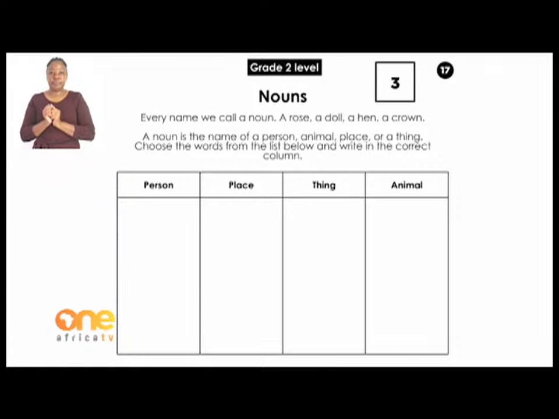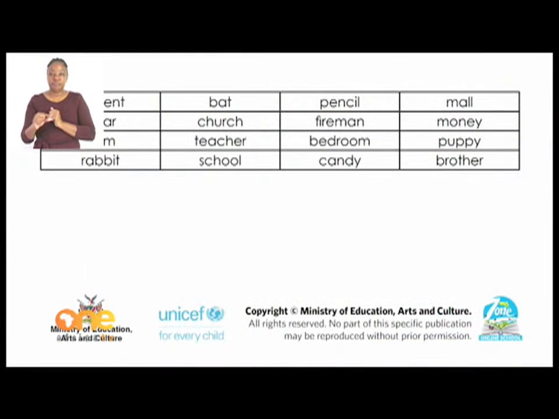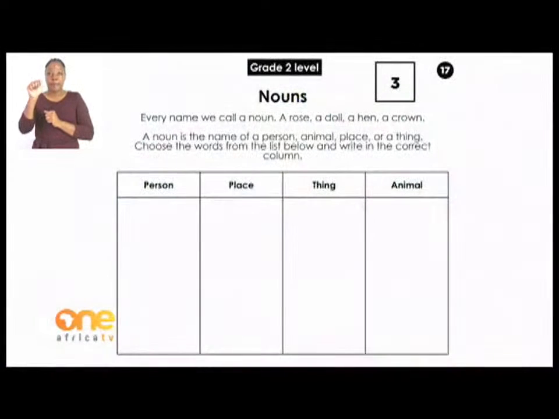Let's look at the last word there in that word box, which is mall. I love going to Groove Mall, especially when they have cheap things for me to buy. Let's see, is Groove Mall a person? I don't think so. It's definitely not a thing. And I'm sure it's not an animal. But a mall is a place. So you are going to write mall under the column place.